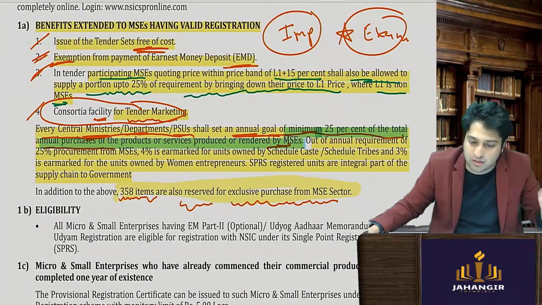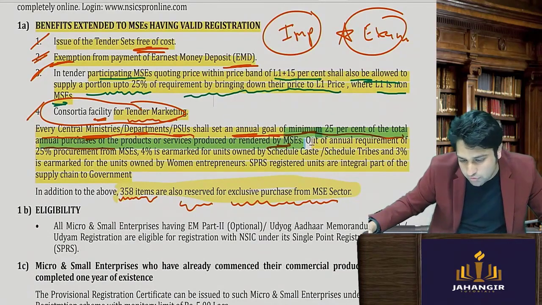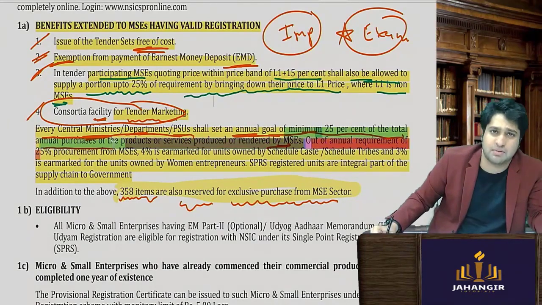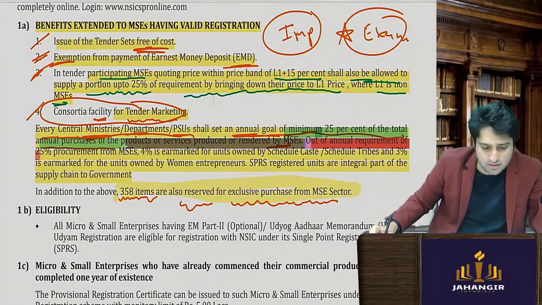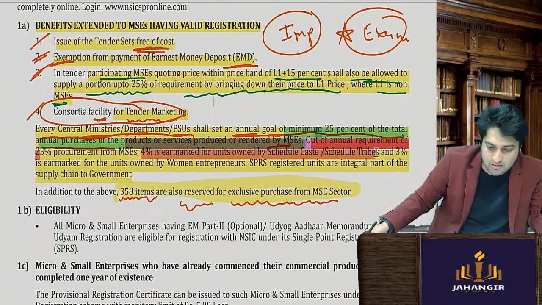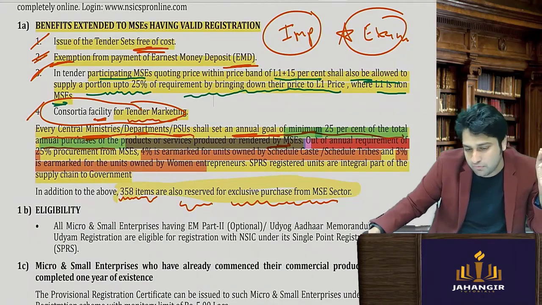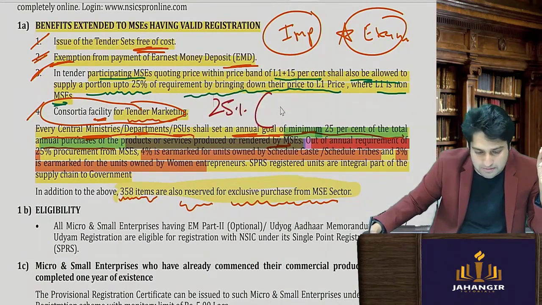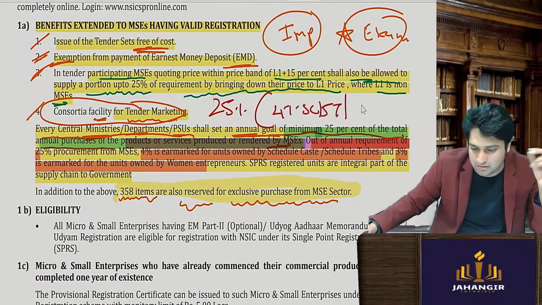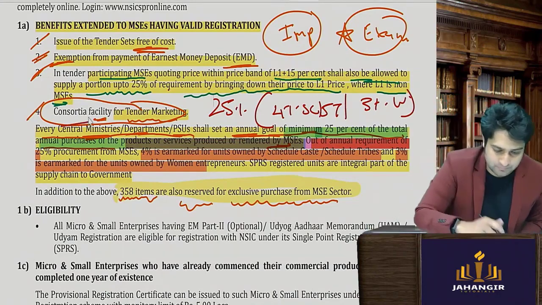Then further, they have made a reservation: out of the annual 25% we have to procure, the minimum 25% we have to buy from MSME, 4% has been marked for SC/ST and 3% is marked for women entrepreneurs. So the minimum the government has to purchase is 25%. Out of this 25%, 4% is for SC/ST and 3% is for women entrepreneurs. Clear till here? This is given.